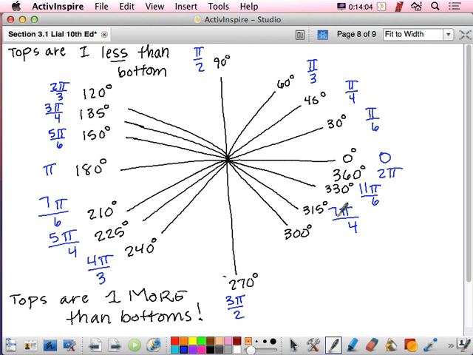And finally, 300 degrees has a 60-degree reference angle, so it has to be something pi over 3. If it were a whole 2 pi, if I'd made it all the way around the unit circle completely, I would have 6 over 3. But a little less than that is 5 pi over 3. So the pattern here, it's a little bit harder to see, but the pattern is that the tops are all 1 less than twice the bottom. So let's write that down. The tops are 1 less than twice the bottom.